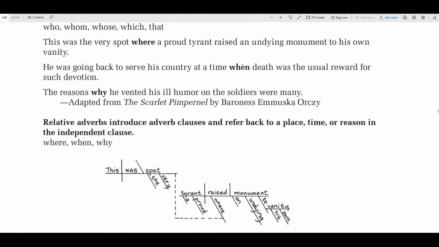But here's your word when. So when death was the usual reward for such devotion, or at a time when death, because you can't put it with the independent clause. It doesn't make sense. So he was going back to serve his country. That's the main part of your sentence. That's your independent clause, which means we need to label it before we diagram it.